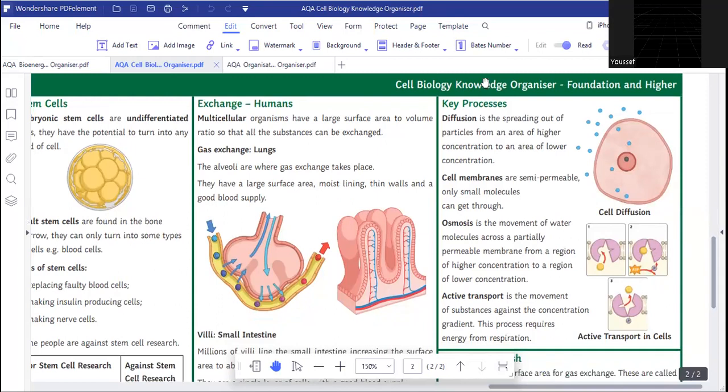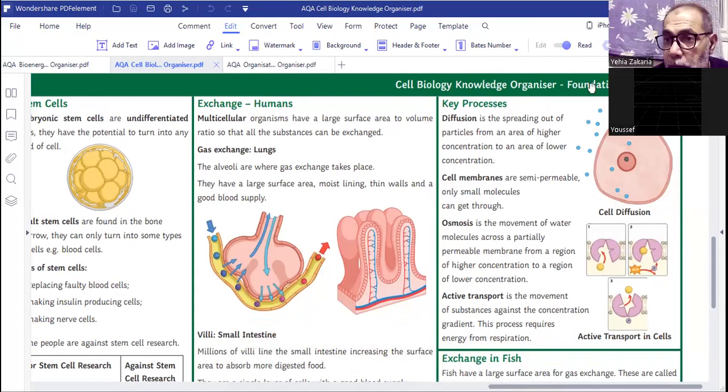You can read this key process. Yusuf, you can read this, the key process. Yeah, we did it. You read it. Yeah, I read. Okay.